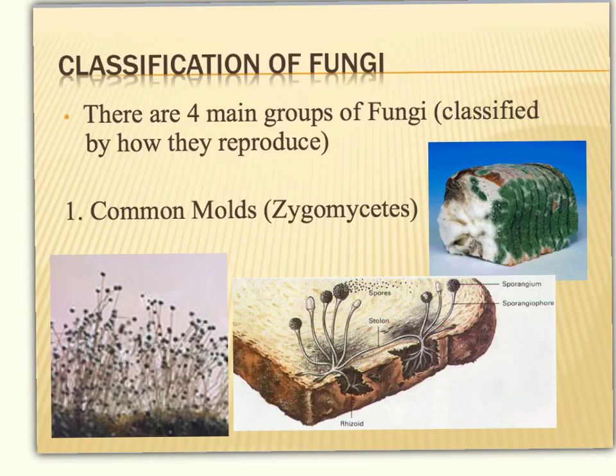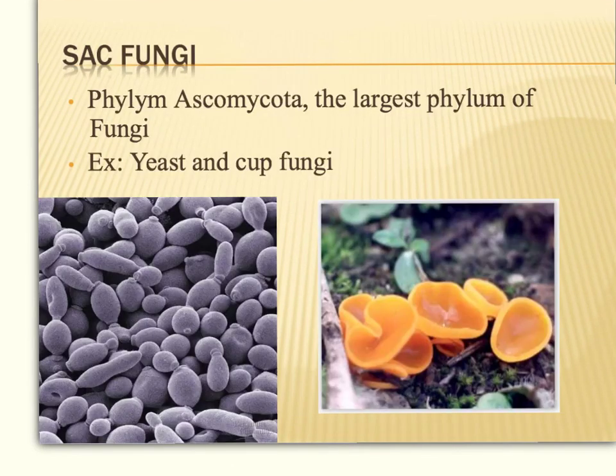We have 4 main groups of fungi classified by how they reproduce. Our bread molds, or zygomycetes, have these little structures and these spores. That's how they reproduce. Everything that reproduces that way is in this group, common molds. Then our sac fungi, or Ascomycota. This is the largest phylum of fungus, and our yeast are in here as well as our cup fungi. They're called cup fungi because they resemble a cup.